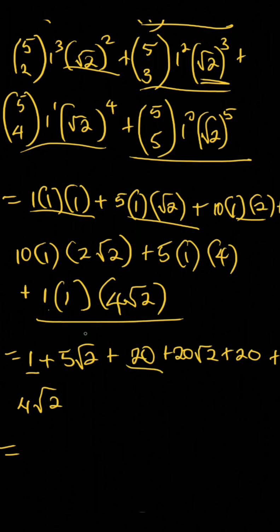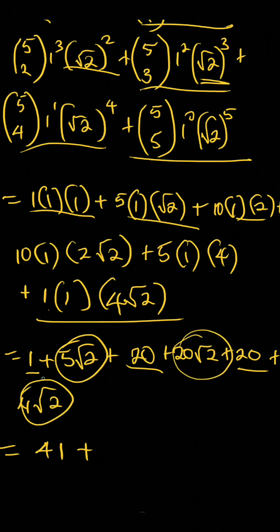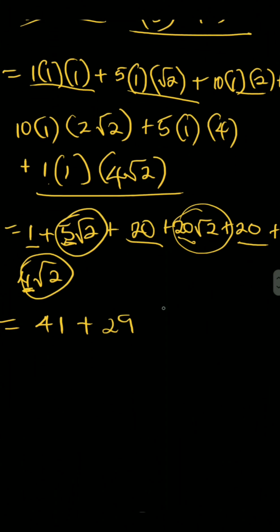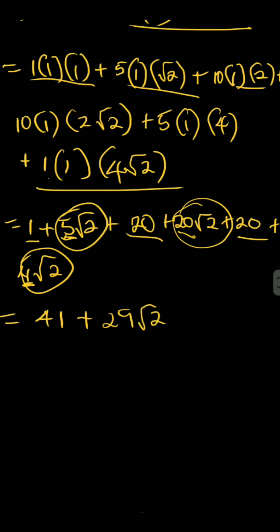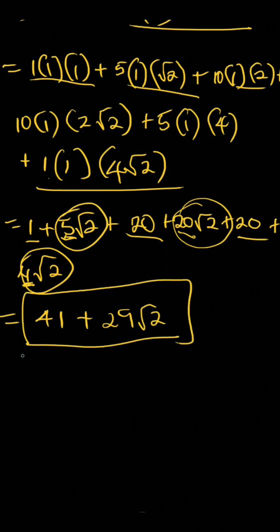Now in this same expression we have like terms. So one like term is 20 and also another 20. So you say 1 plus 20 gives us 41. Then plus, now this 5 root 2 is just like the term 20 root 2 and 4 root 2. So we're just going to add the coefficients of the square root of 2. So after doing everything, we're going to get 29 square root of 2. Now this is the result that we will obtain on the left hand side.